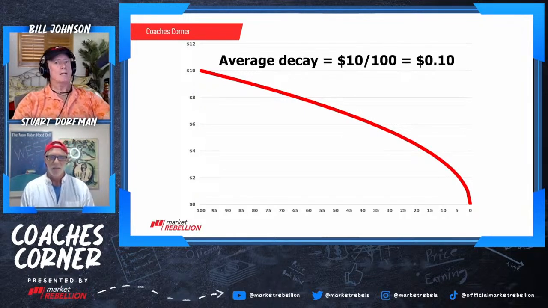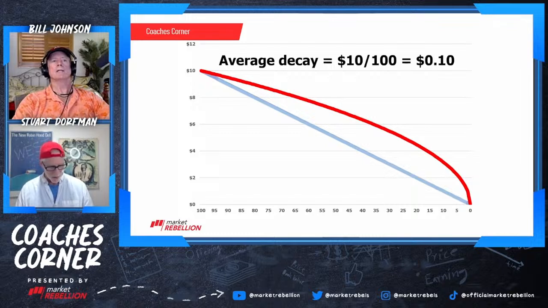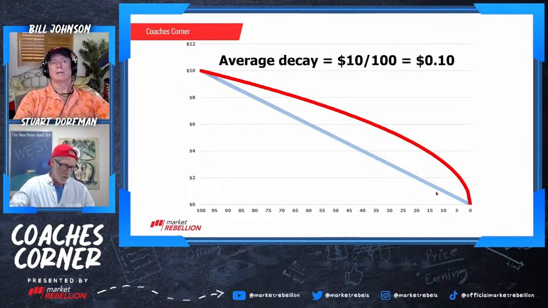Now, a lot of people who are brand new would certainly think that an option would decay in what's called a linear fashion. It would just be in a straight line. But that's not how they decay. You can see in the red curve, it's relatively flat compared to the average, and then it gets relatively steep compared to the average. So that tells us there has to be a point where they're equal.